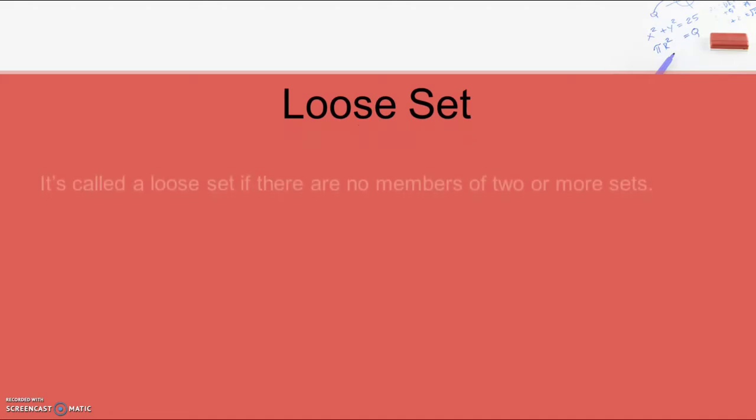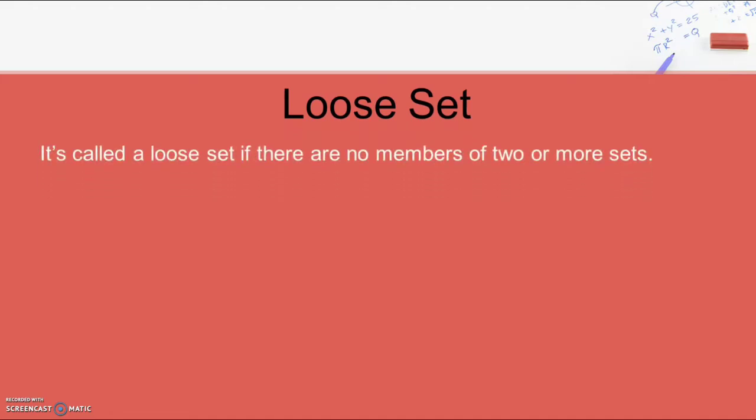Loose set. It's called a loose set if there are no shared members in 2 or more sets. Example, set A equals the set 1, 2, 3, 4. Set B equals the set 5, 6, 7, 8. Then set A and set B are independent of each other because no members are the same.